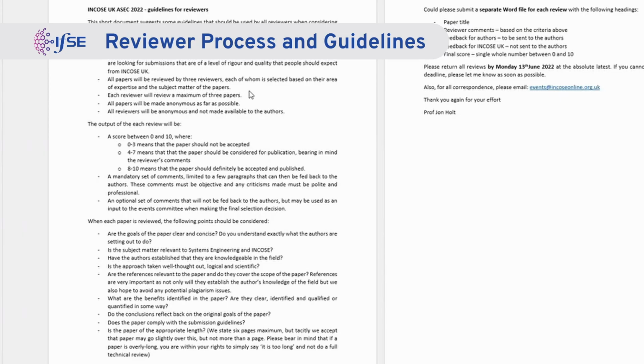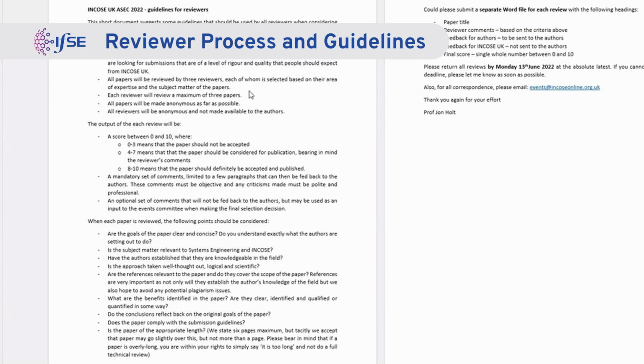Between 4 and 7 means that the paper should be considered, but there's going to be feedback to the authors that the authors have to take into account, that might mean that they can improve the quality of the paper. An average score between 8 and 10 means that the paper should definitely be accepted and published.